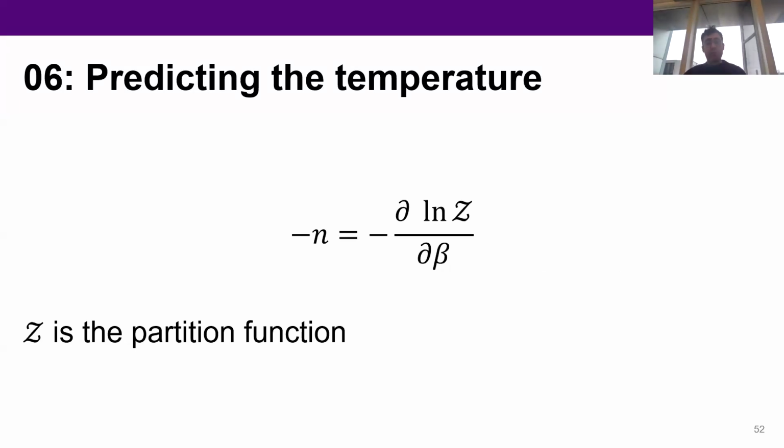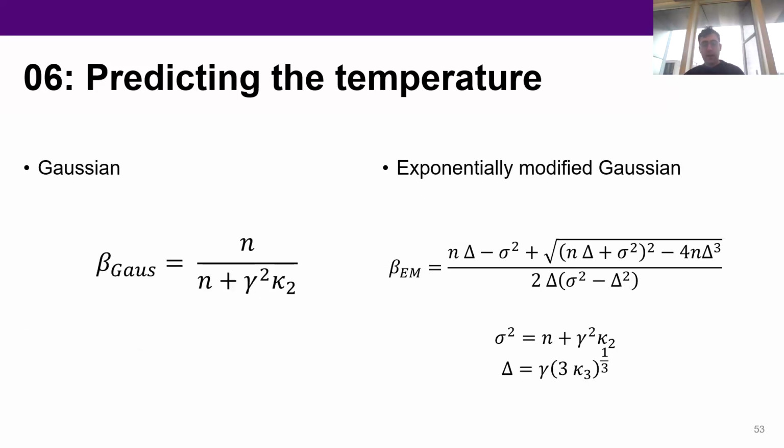So now we can predict the temperature, where Z is the partition function associated to whichever model density of states we've chosen. And we can do this with both the Gaussian and the exponentially modified Gaussian. And again, n is the number of qubits, kappa 2 is the number of edges, and kappa 3 is the number of triangles in our max cut graph.